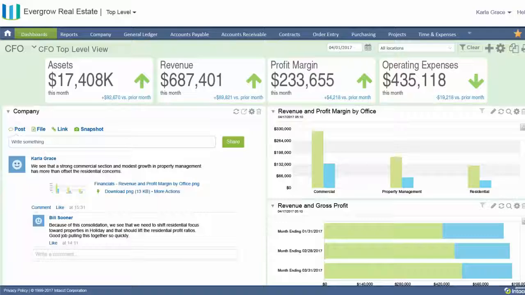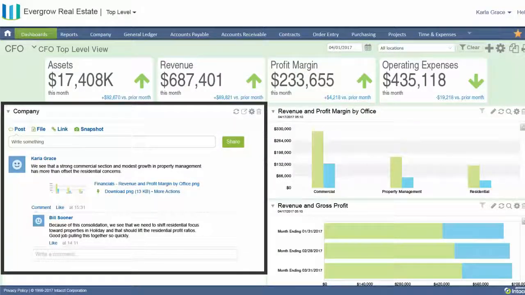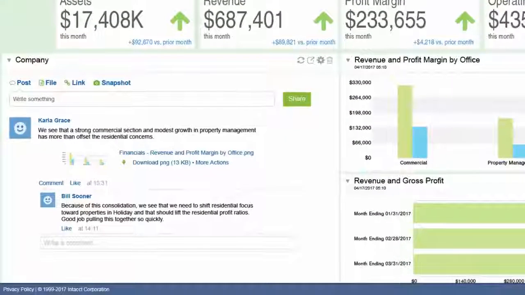Beyond tracking what you did and when you did it, it's important to track why you did it. Rather than relying on emails, Intacct provides a consistent front-to-back office compliance tool. You collaborate on decisions and then document those decisions in the context of financial records they relate to. Note the CFO's comment. We see that a strong commercial section and modest growth in property management has more than offset the residential concerns. Notice the included snapshot of the graph, now permanently stored as part of the conversation.